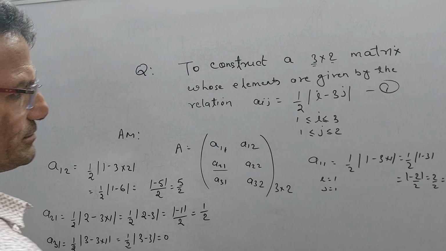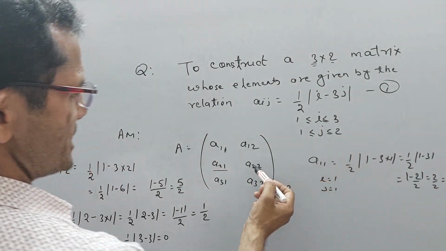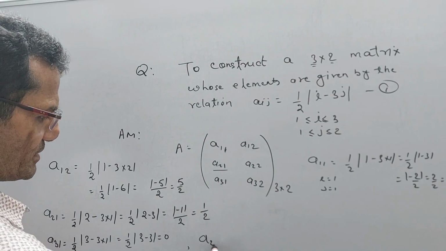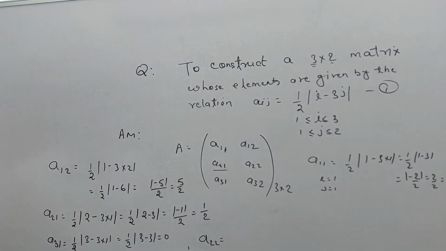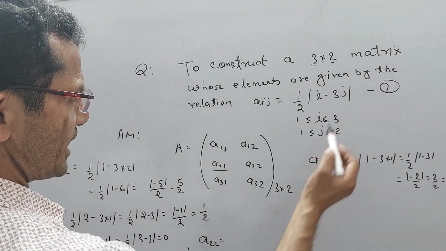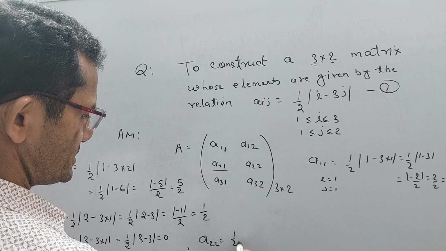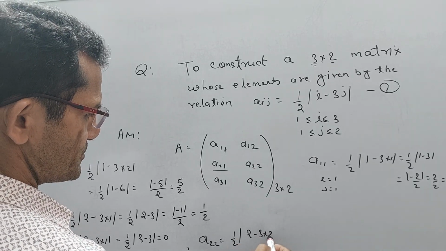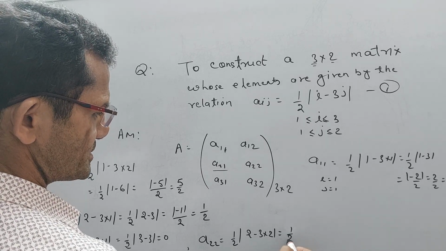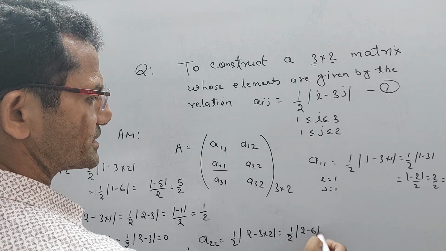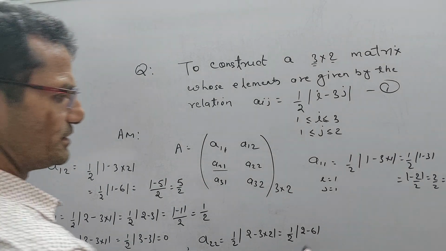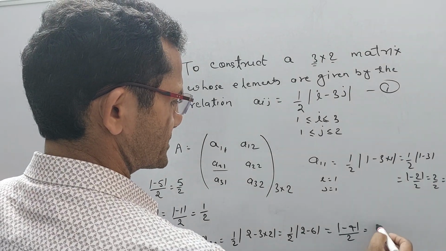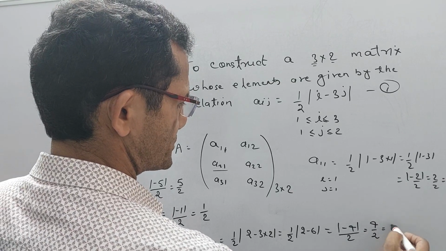Now next we have a22, second row and second column element. Here i is 2 and j is also 2. If I put these values in equation number 1, now it becomes 2 minus 3 times 2. After simplification, 2 minus 6 is minus 4, and mod of minus 4 will be plus 4. Plus 4 divided by 2 comes out 2.